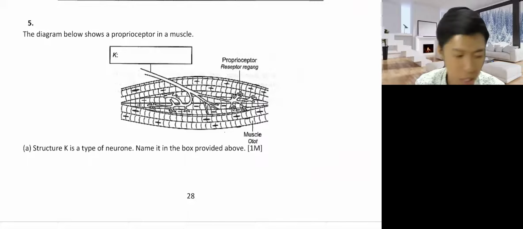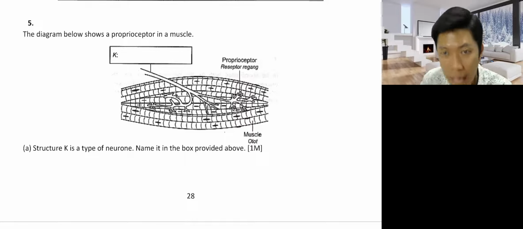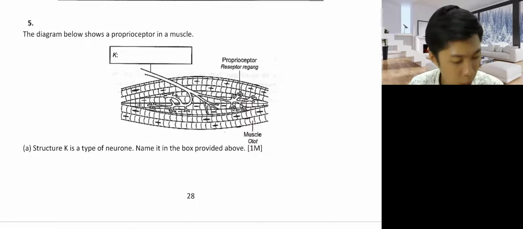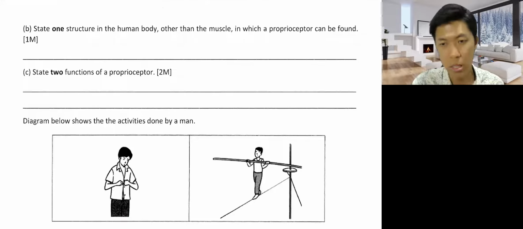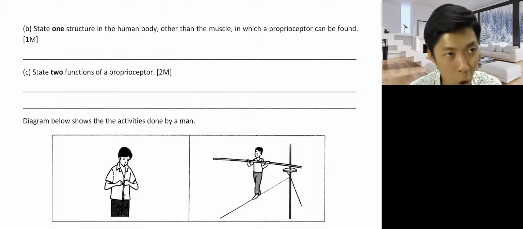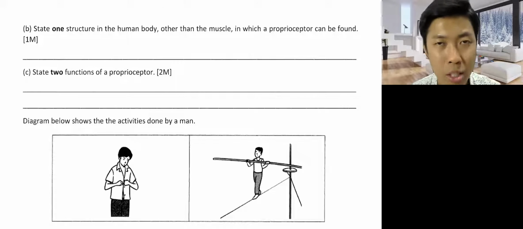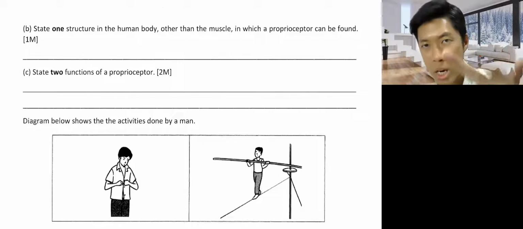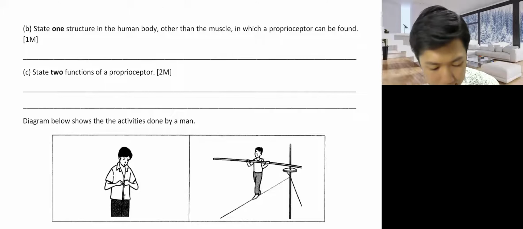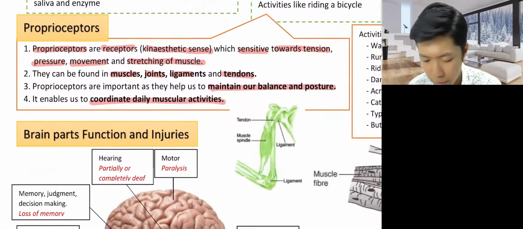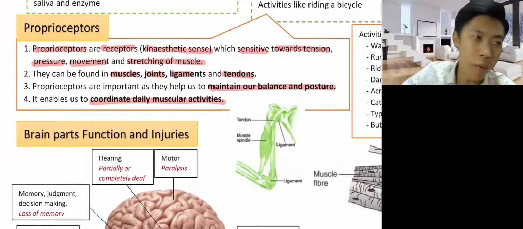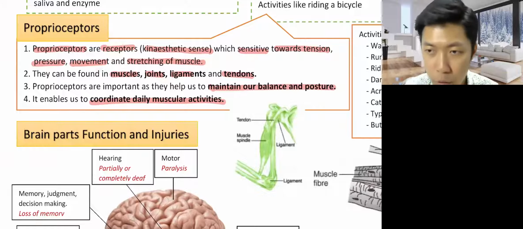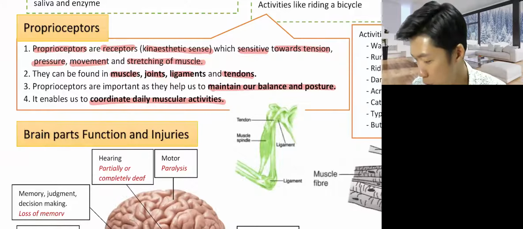Question 5, please write down for K. K, nerve fiber or sensory neuron. And let's turn to the next page, question B. State one structure in the human body other than muscle. There are 3 more parts, you know. Can we write all 3 of them now for the sake of revision? So let's write all 3 other than muscles. Help yourself. And C as well. Question C, everyone, asking for function. 2 functions for 2 marks. It's from here. Okay.